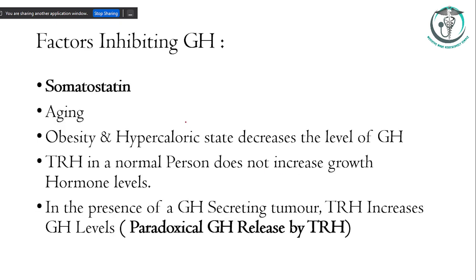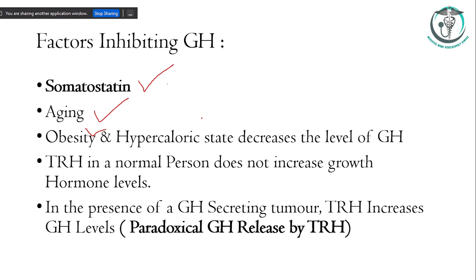Factors that inhibit growth hormone: somatostatin. Remember I said it's produced in the hypothalamus, and it's also produced in the pancreas. Age: a 15-year-old is able to produce a lot of growth hormone as compared to us who are 27, 28, or you guys who are 22, 23. Obesity also decreases growth hormone. So aging will decrease it, obesity will decrease it.